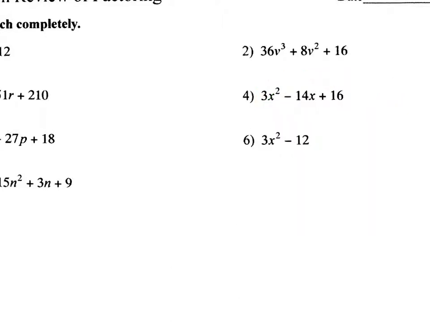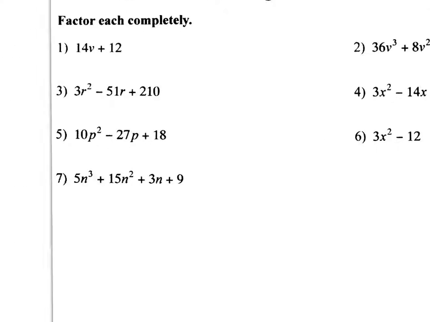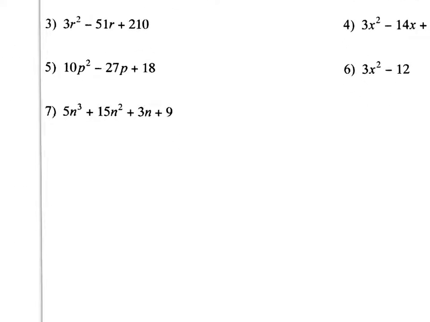Let's get rid of that. Let's scroll over again. So number 5. So again, I'm going to overwrite this, get rid of this. Okay. GCF. What will go into all those? 10, 27, and 18.